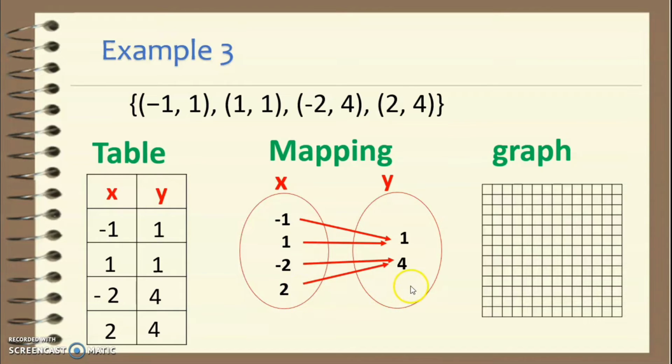Okay, by graph, we will graph this in our Cartesian plane. Negative 1 and positive 1. So, ito. Then, label. Next is positive 1 and 1. Label. Next is negative 2, negative 2 and 4. 1, 2, 3, 4. Then, label. Next is positive 2, then 4. And that's our graph for this relation.